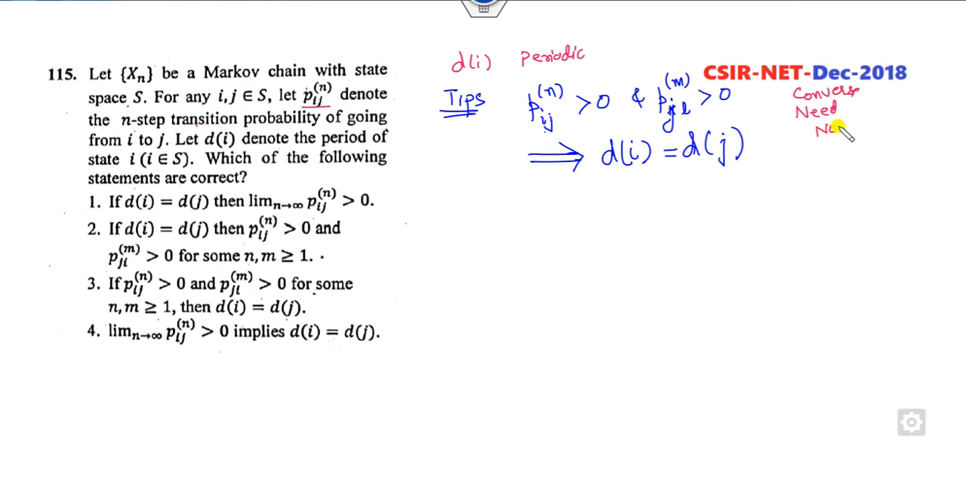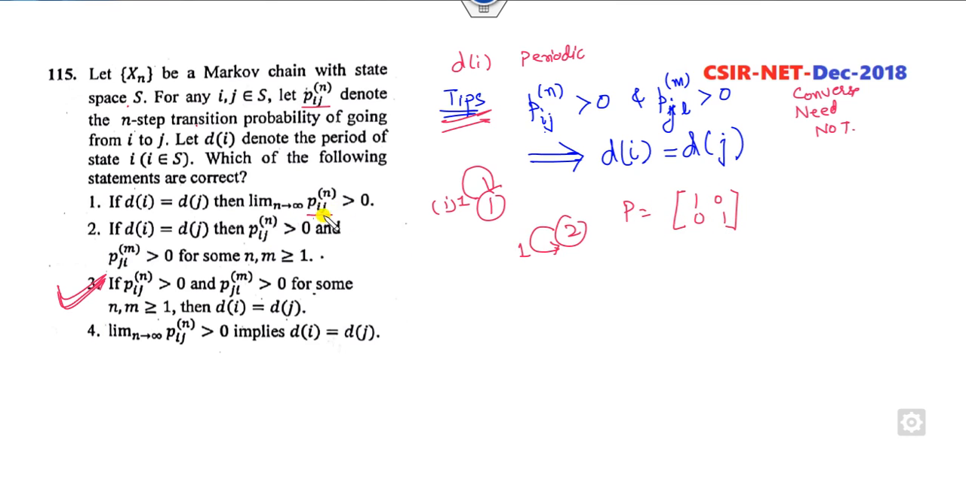The converse need not be true. If you remember these tips, then you can clearly say this is the right answer. But if you don't remember, then you can think about a counter example. If I think about these two states whose period is the same, I can simply consider this as a self loop, 1, 1.